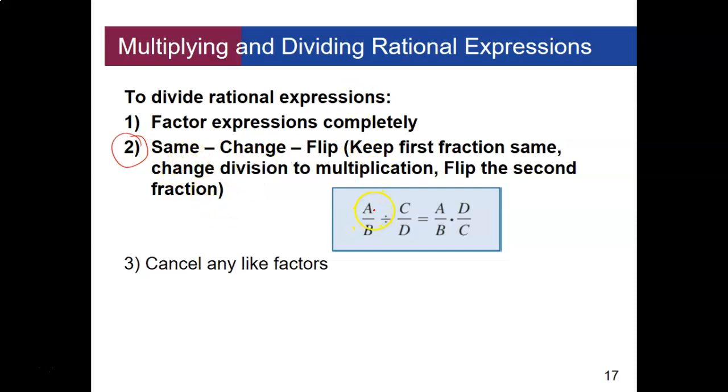But either way, we keep the first fraction the same. We change it from division to multiplication, and then we're going to flip this fraction here. Okay, so we'll have the reciprocal of that. Once we've done that, we cancel any like factors. And you can probably guess what the common mistake is here, and that is that people forget to flip.